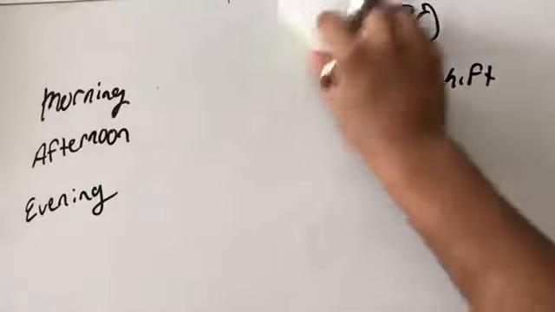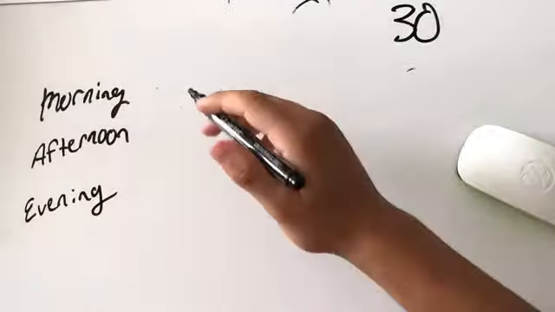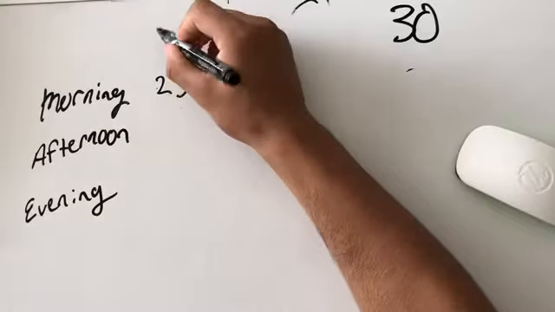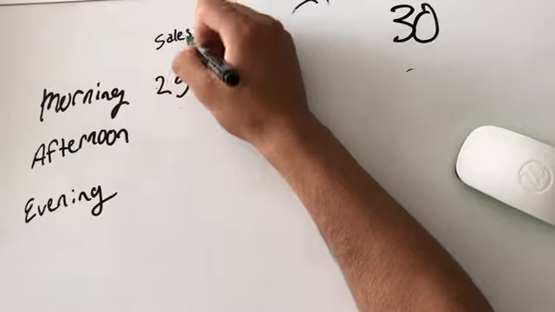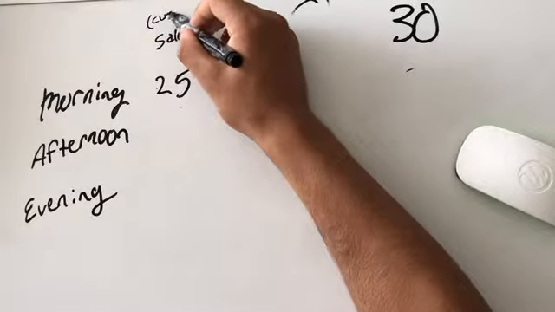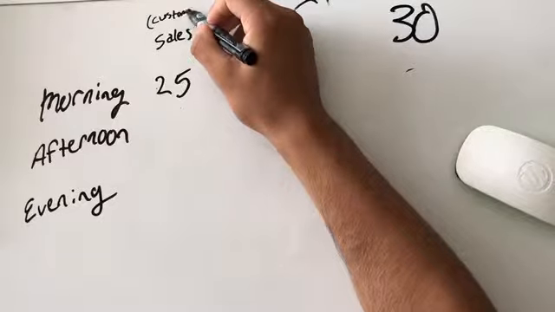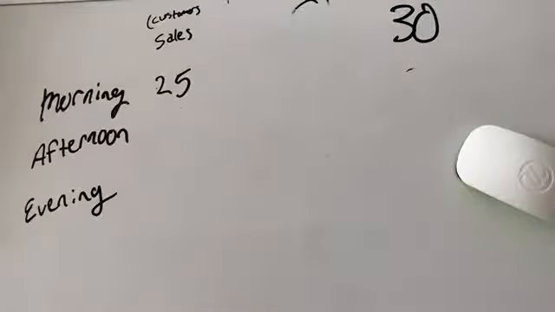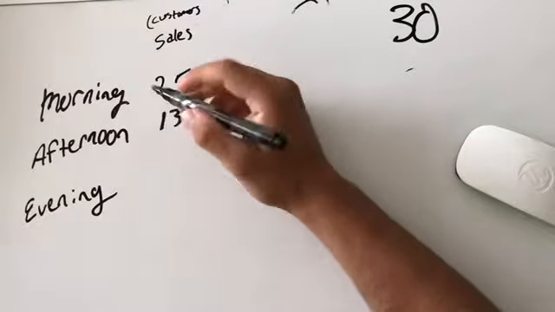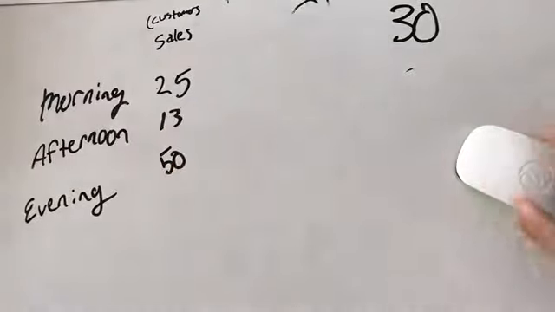So let's say for the morning, I get about 25 sales or customers that would like to buy a vacuum. And then I get about 13 sales for the afternoon, and I get about 50 for the evening.